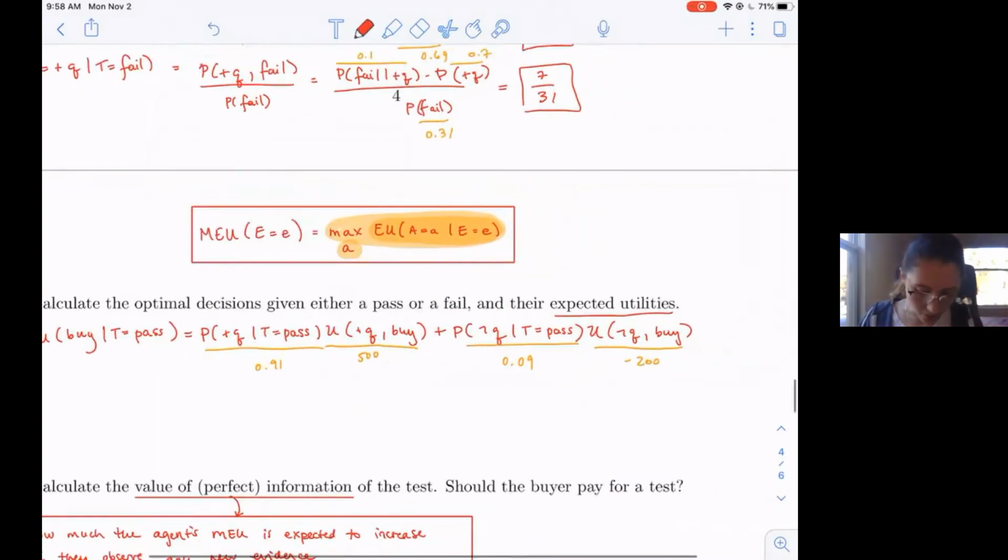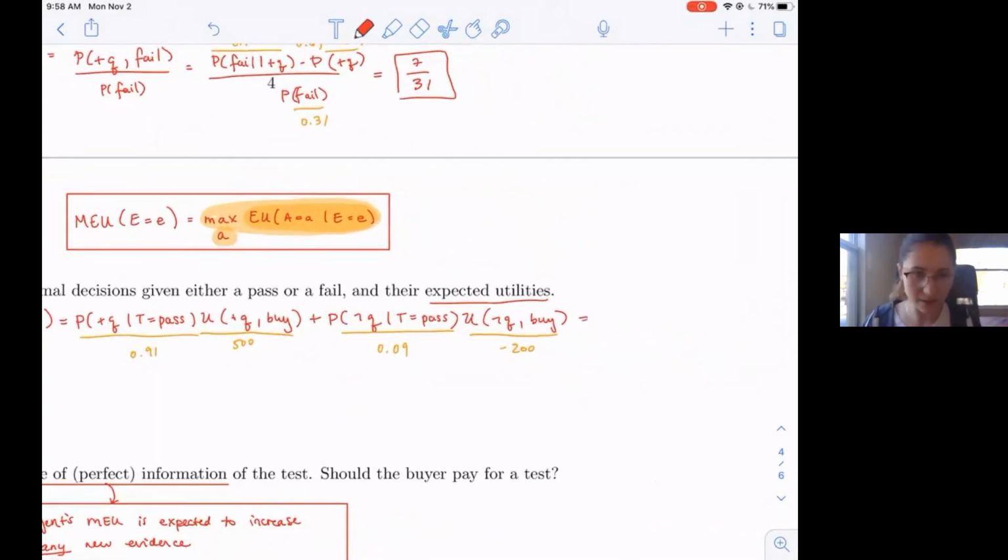All right, so overall, what is this total here? It's going to be approximately equal to 37, excuse me.